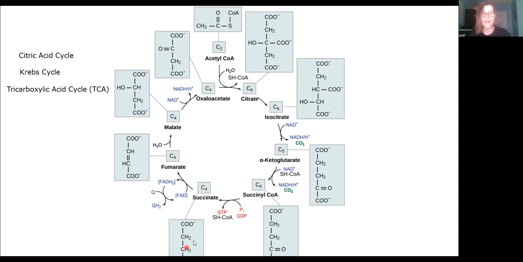In this case, we're going to break off some hydrogens. In breaking them off, we create a double bond with the carbon, and we actually grab a slightly different molecule here. We turn FAD into FADH2. So that's more reduction, oxidation. This is now oxidized. That makes fumarate.